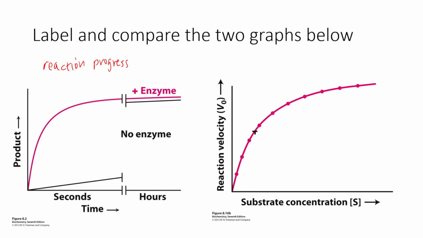Here, in the beginning, there's no product. Over time, more product is formed, and it's comparing how fast that happens with no enzyme and with an enzyme. But ultimately, they both reach the same point. They reach some point of equilibrium where some amount of product is formed, and then they level off. What do we see happening on the right? Do we see the same thing? Are we looking at the progress of a reaction?